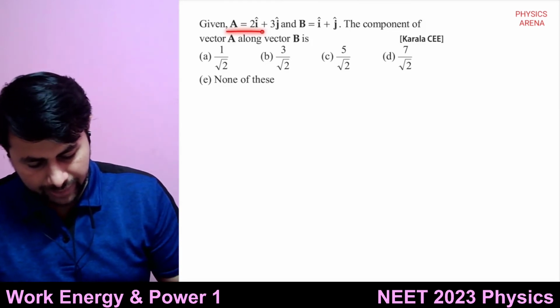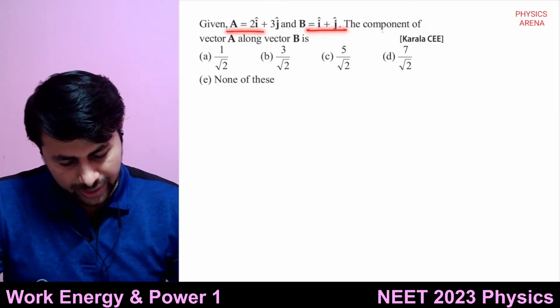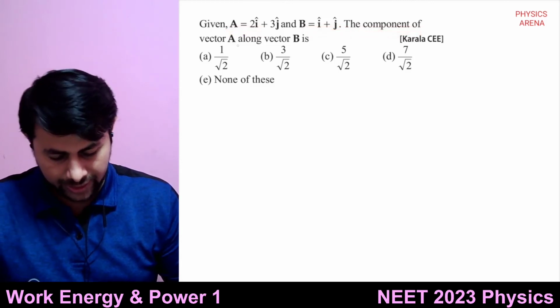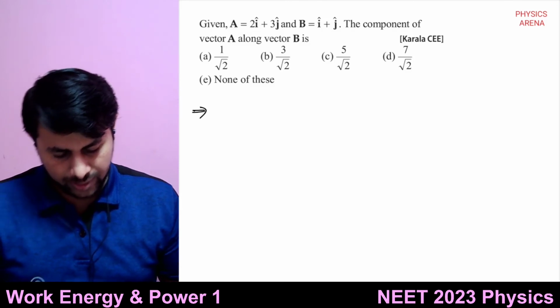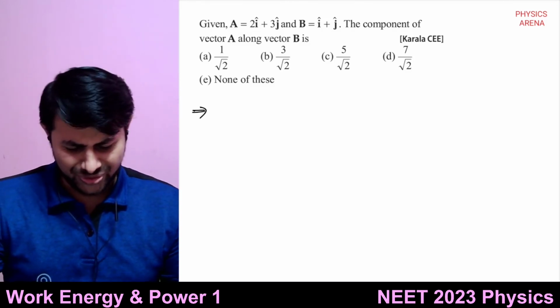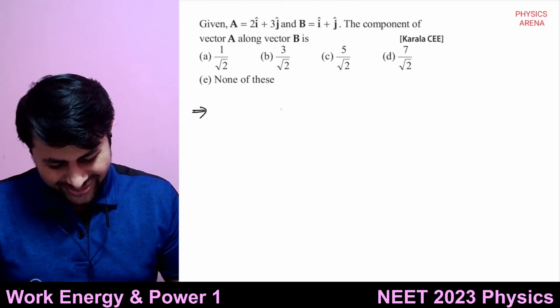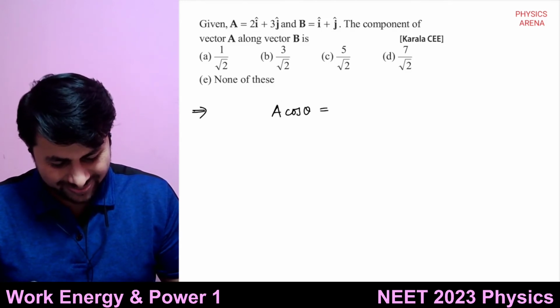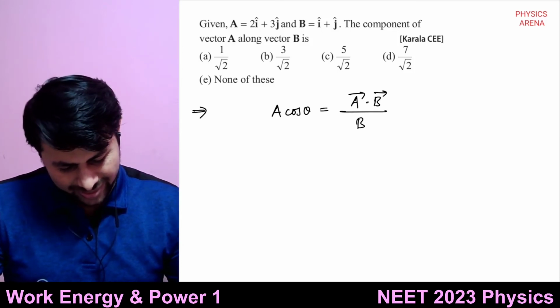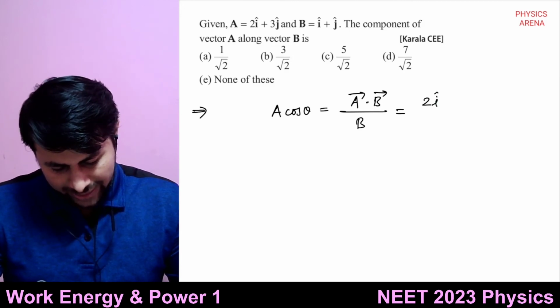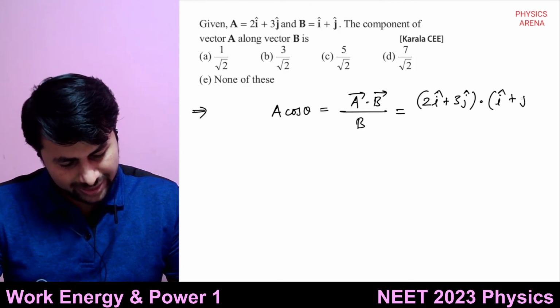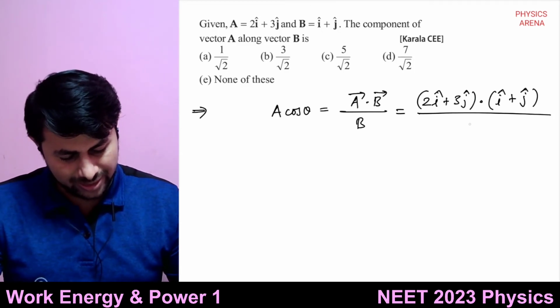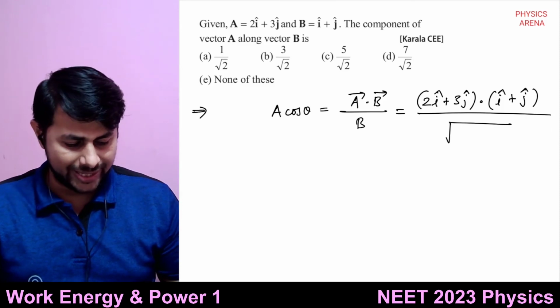So given A bar equals this, B bar equals this, the component of vector A bar along vector B bar is, so this is simple. It is A times cos theta, and it is A bar dot B bar divided by magnitude of B. Let's find it out. 2i cap plus 3j cap, its dot product with i cap plus j cap, divided by magnitude of B, which is square root of bx square plus by square.